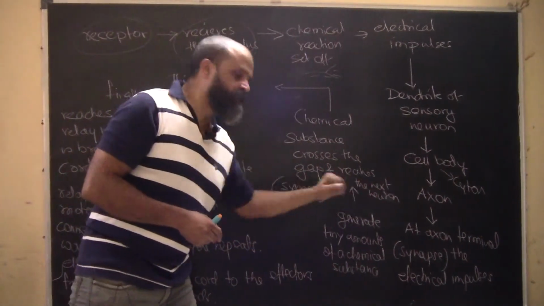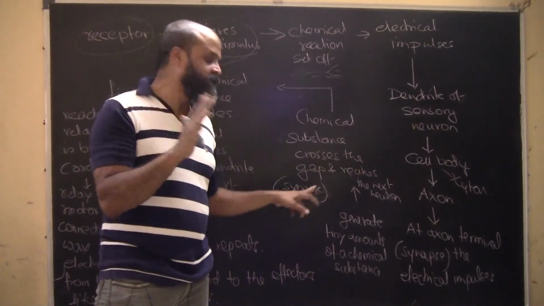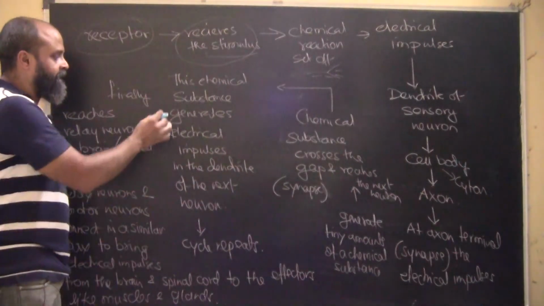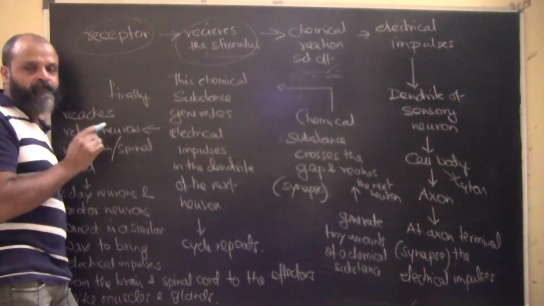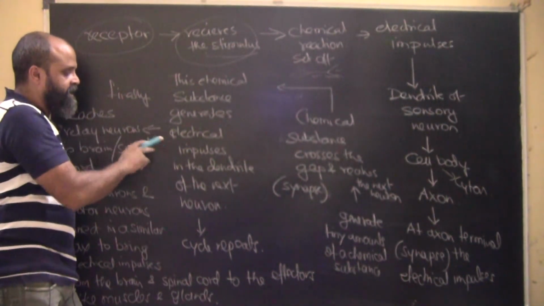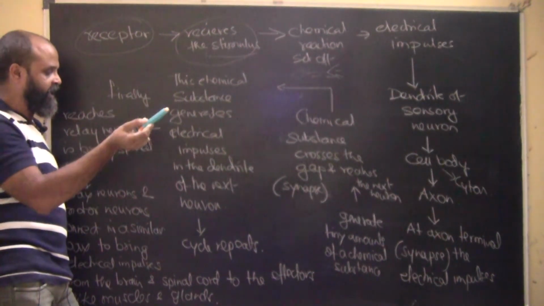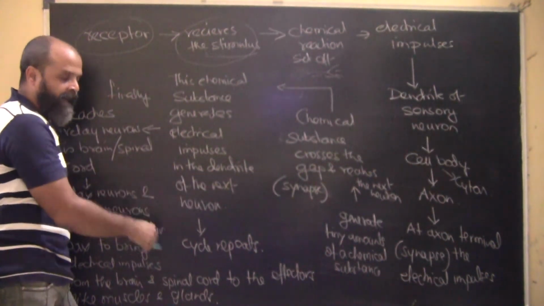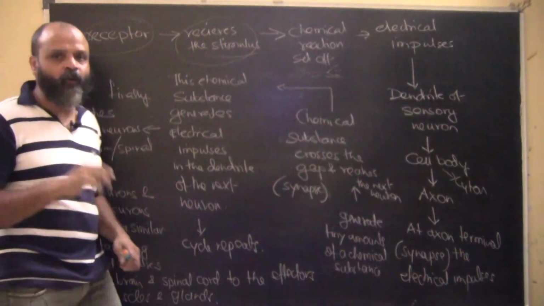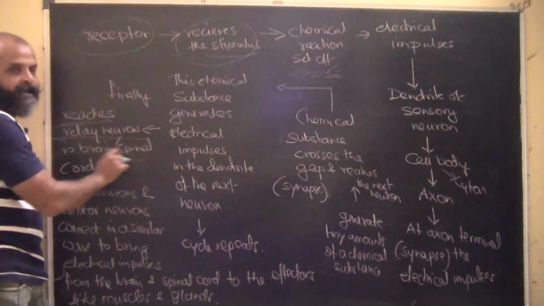So the next neuron, the chemical substance crosses the gap. It crosses the gap or the synapse and reaches the next neuron. This chemical substance generates electrical impulses, which are pretty much similar to the ones generated at the receptor. It passes on to the dendrites of the second neuron, and this cycle keeps on repeating, first neuron, second neuron, third neuron, and so on and so forth, till it reaches the relay neurons in the brain or the spinal cord.